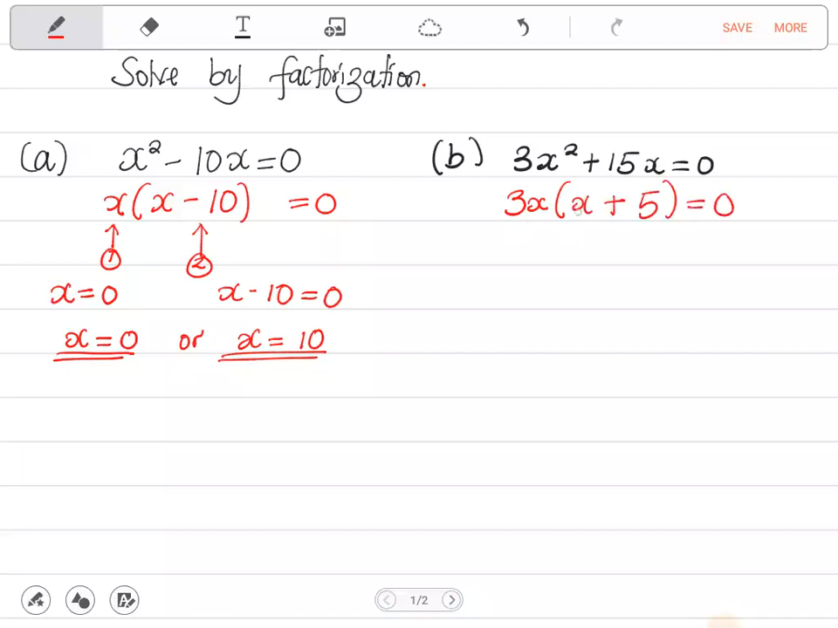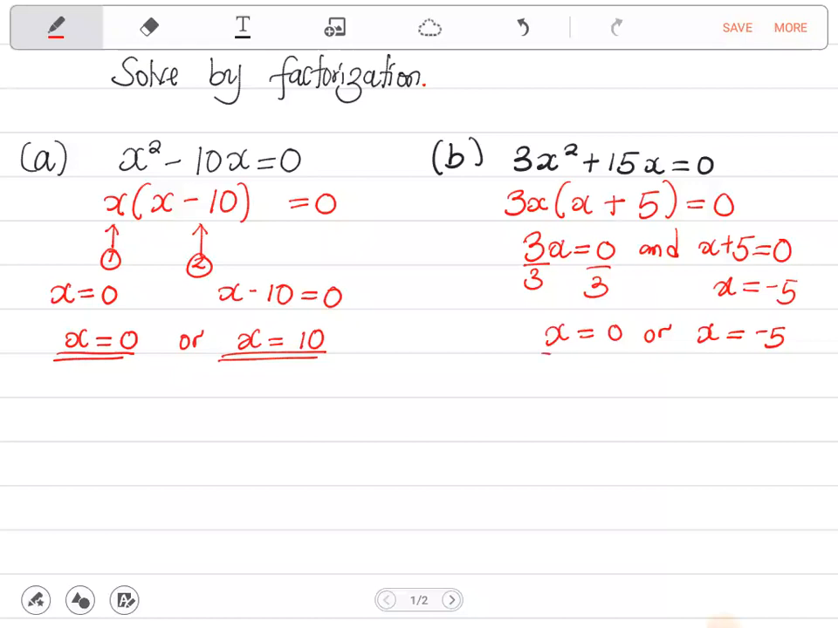Same thing here, I've got two factors, so I'm going to equate each factor to 0. So I'll say 3x equals 0, and x plus 5 equals 0. Therefore, my final solutions, because I can divide the 3 throughout, and I can take negative 5 to that side, such that I have x is equal to 0 or x is equal to negative 5. We have to stick to the question because it says factorization. We can't involve any other methods. Are we together? Let's look at question 3.